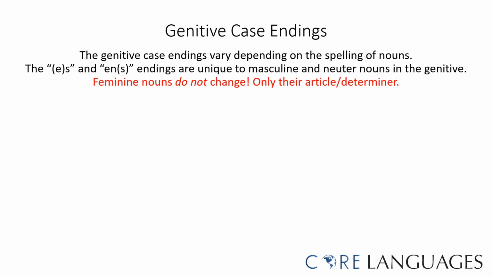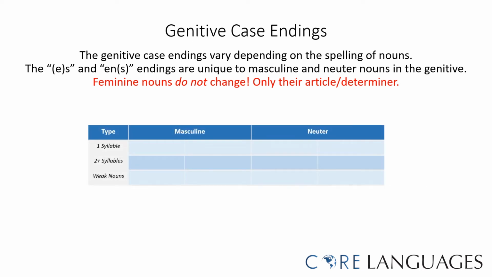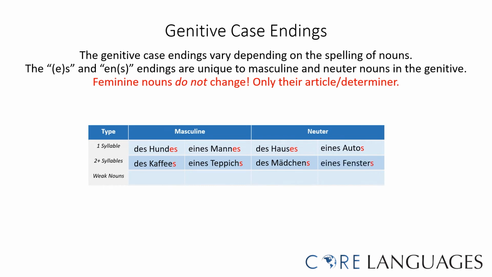Here are some examples of neuter and masculine nouns in the genitive and their case endings. Des Hundes, of the dog. Eines Mannes, of a man. Des Hauses, of the house. Eines Autos, of a car. Des Kaffees, of the coffee. Eines Teppichs, of a rug. Des Mädchens, of the girl. Eines Fensters, of a window.